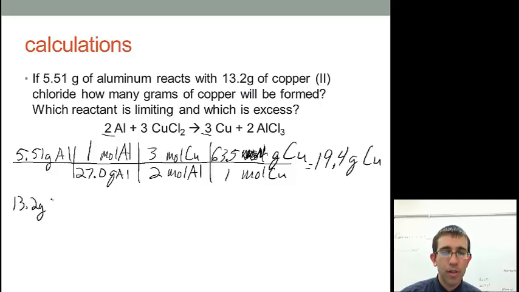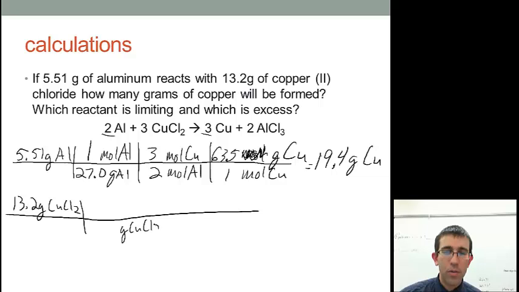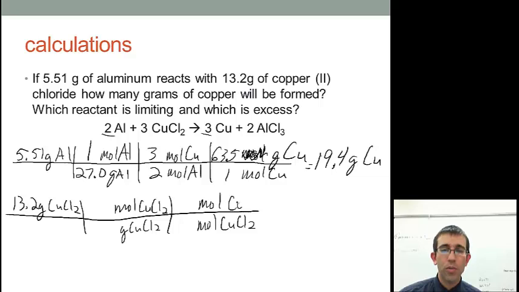13.2 grams of copper 2 chloride. I want to cancel out grams of copper 2 chloride. I want to go to moles of copper 2 chloride. Cancel out moles of copper 2 chloride, and I can go to moles of copper. Cancel out moles of copper, and I can go to grams of copper.